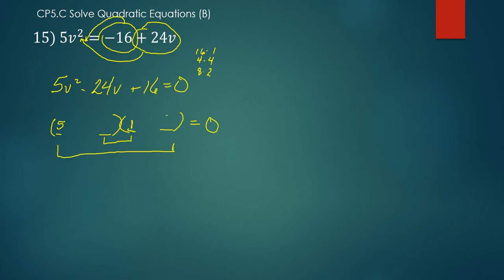If I put 4 and 4 here, then I know that 5 times 4 gives me 20, and 4 and 1 give me a 4. And since this sign is a positive, I know that we have two of the same sign.